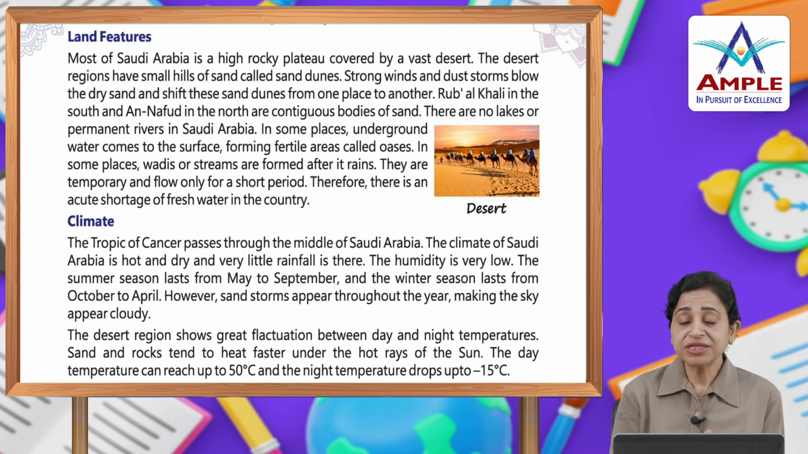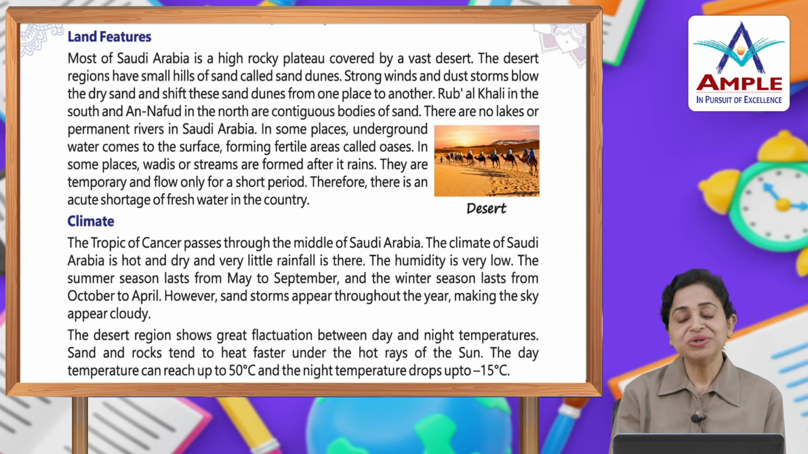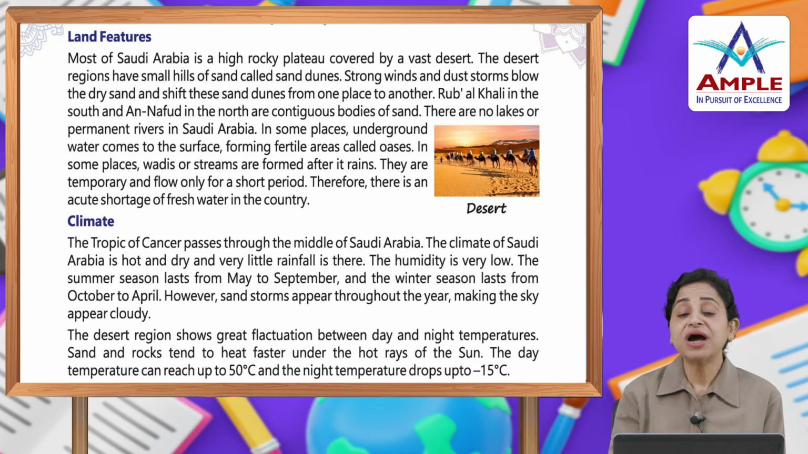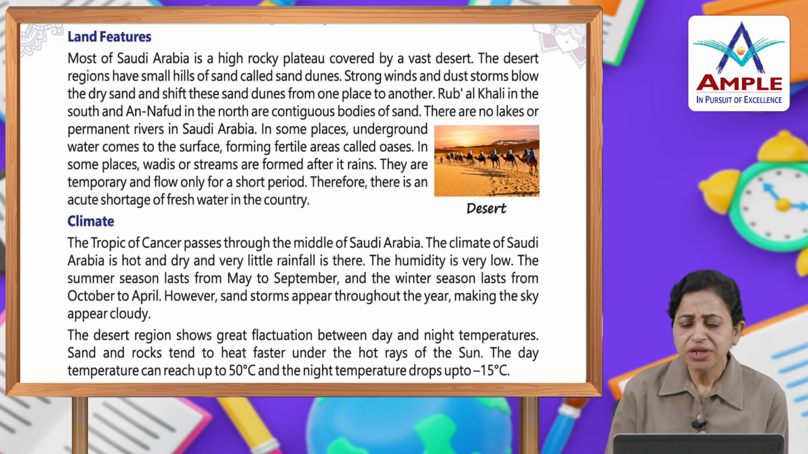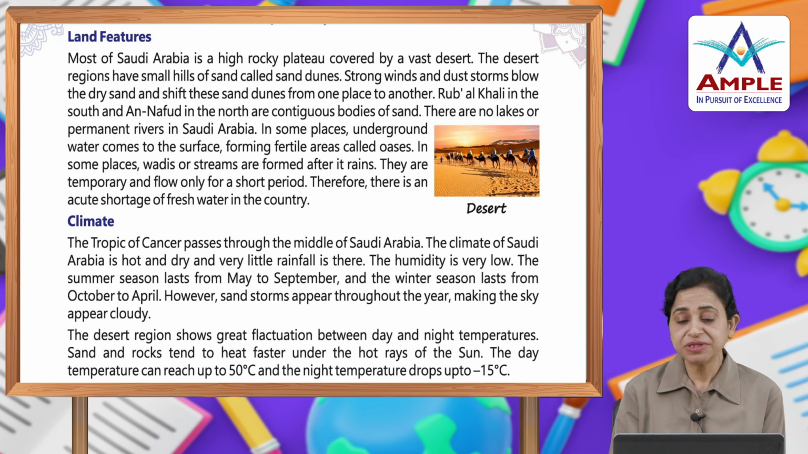There are no lakes or permanent rivers in Saudi Arabia, and in some places underground water comes to the surface, forming fertile areas called oases. In some places, wadis and streams are formed after it rains. They are temporary and flow only for a short period. है ना, थोड़े टाइम के लिए ये टेम्परेरी ही होता है और फ्लो करता है, थोड़े समय के लिए ही बनाया जाता है टेम्परेरी बेसिस पे.